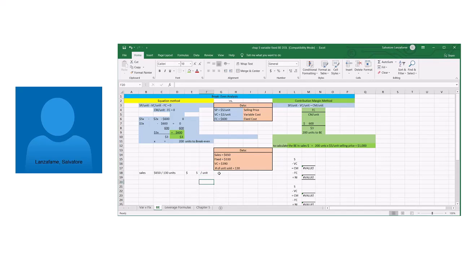So there's your selling price per unit. And then you would have had to do the same thing with the variable costs. You would have taken this, the $390, divided that by the 130 units, and that would give you $3 per unit.